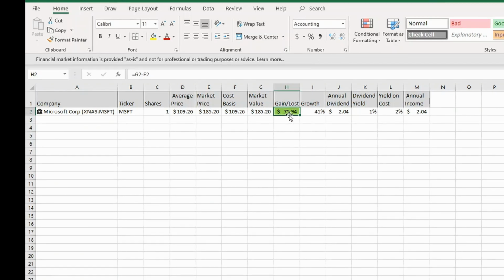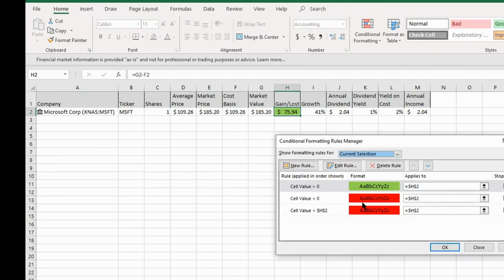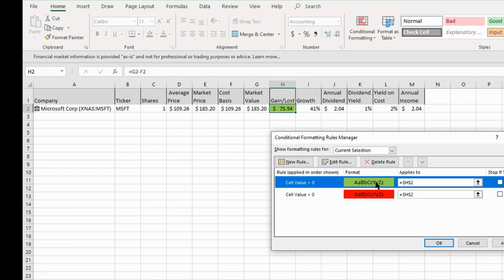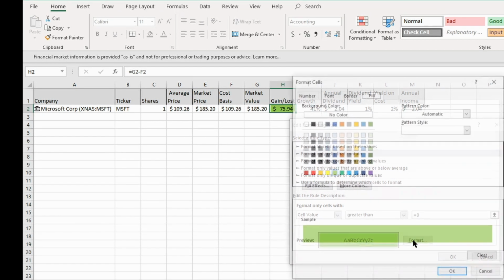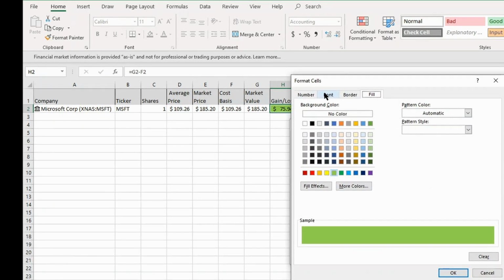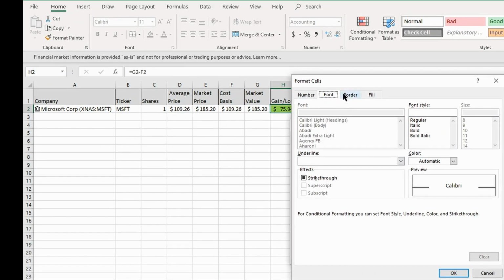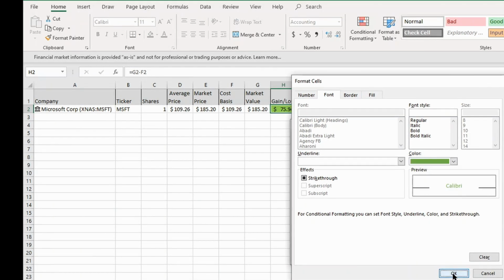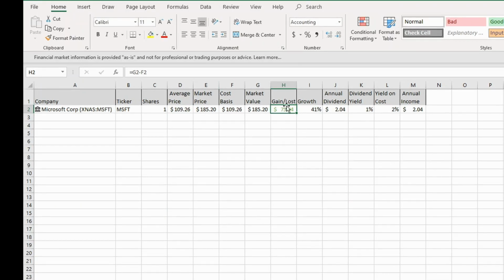Now, of course, you can change this up and change your rules. If you manage your rule, instead of highlighting it, you can edit your rule and change it to, no, I don't want it to highlight. Say no effect. You go over here, you click on font, and you come down here and make it a green color instead. Say okay, say okay, say okay, boom, that changes it to a green color.